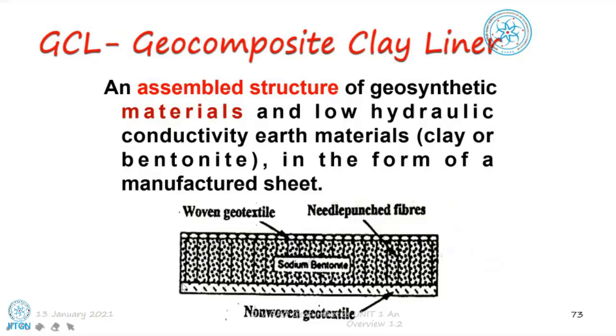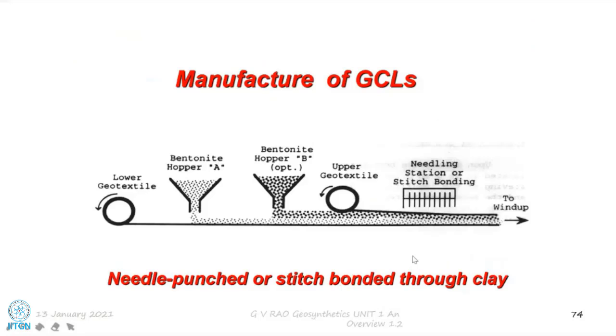In this case we find that there is a non-woven geotextile, maybe a woven geotextile under it, and then bentonite is placed in between, and everything is punched together actually. And we can see this also. We can initially start with a lower geotextile, maybe non-woven, which is rolled out, and then through one hopper we put the bentonite, and maybe through the other hopper we put another layer, and then we unroll the upper geotextile, and in one process we can needle it.